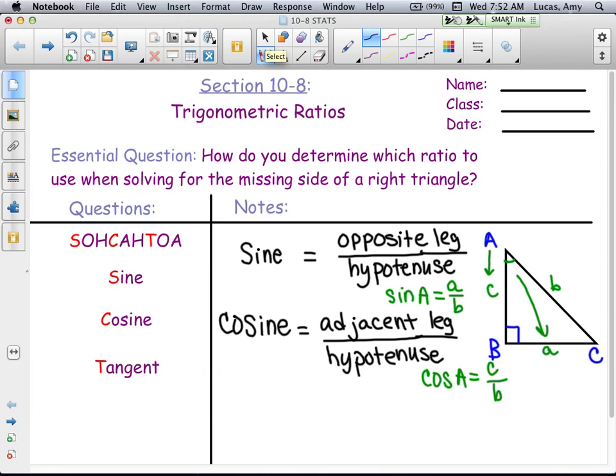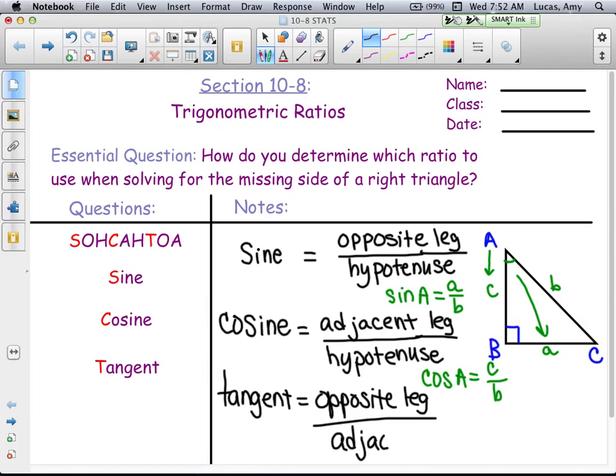My last one is called the tangent, and the tangent of an angle is the opposite leg over the adjacent leg. So again, if we were just talking about in my other picture, the tangent for angle A, opposite was the little a, and adjacent was the little c.